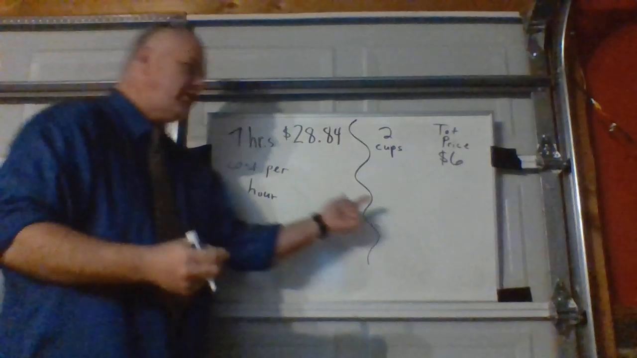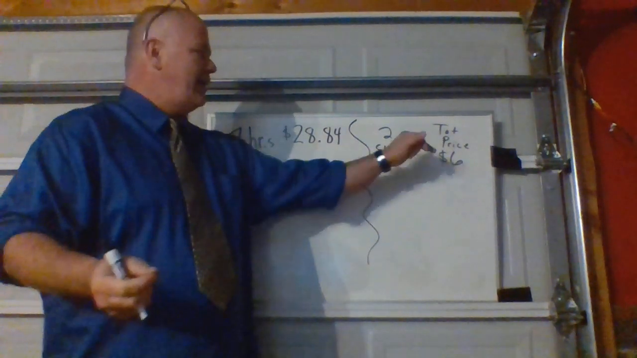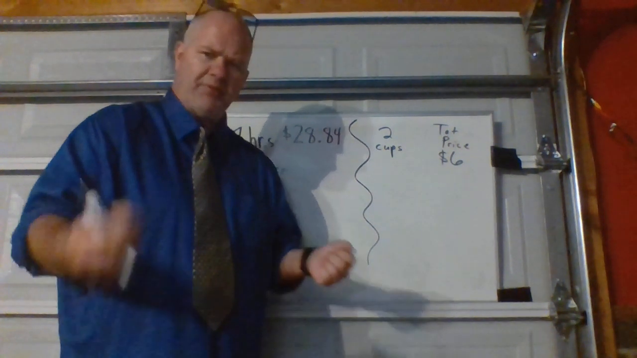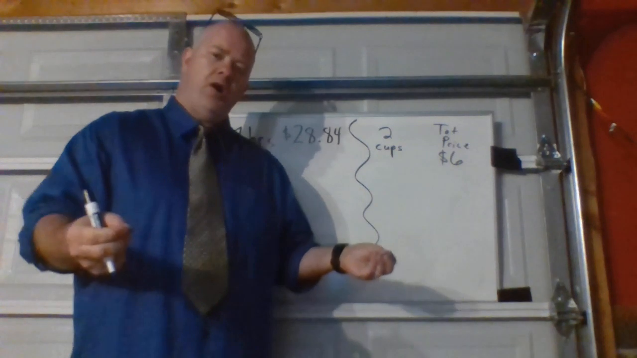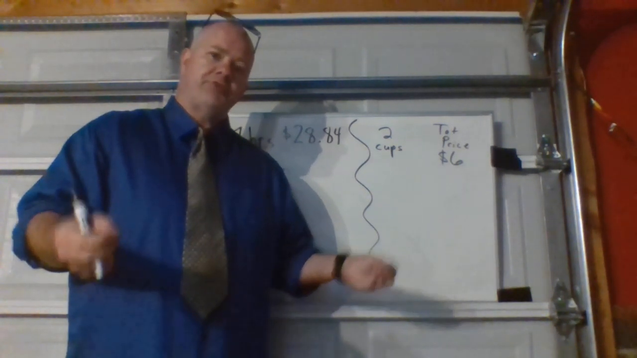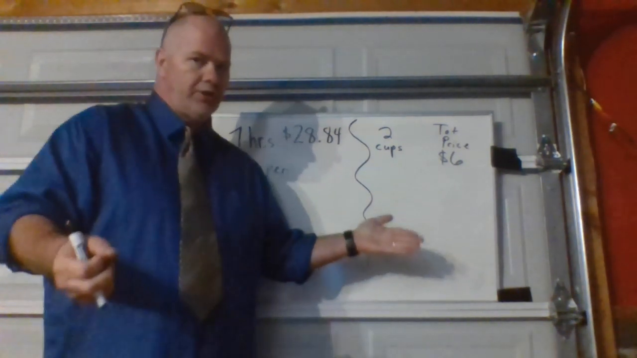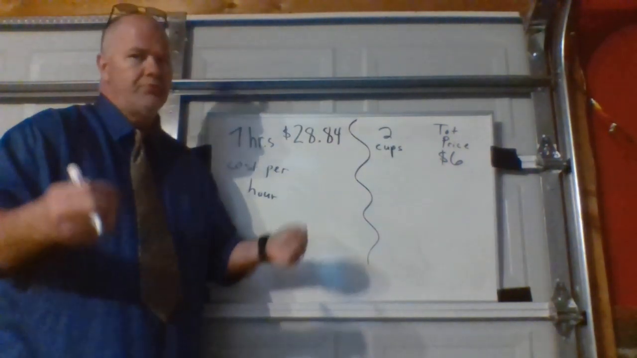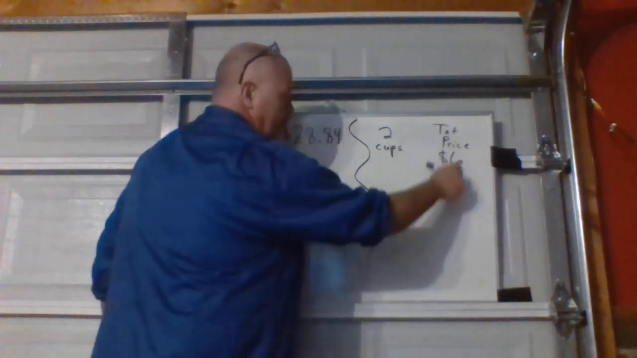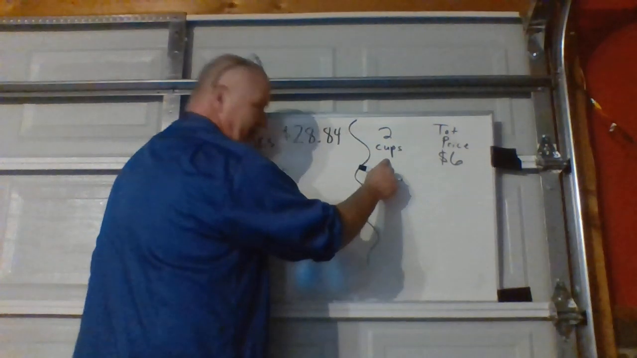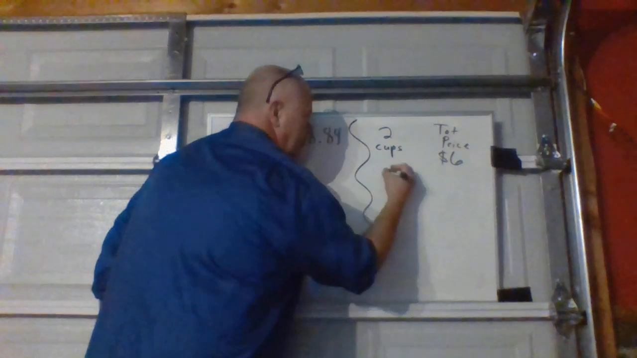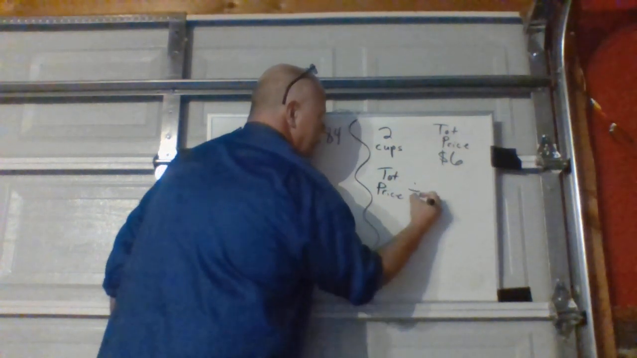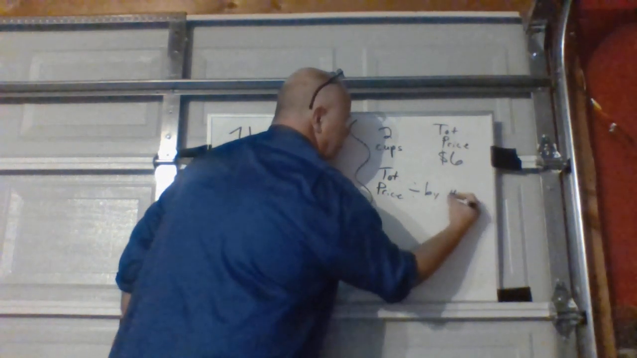If you take a look at this question here, if I asked you how much does each cup cost, you could probably think about it for a moment and realize, oh, each cup must cost $3, and you would be absolutely correct. What you're doing in your mind, and you may not realize it, is you're doing a division problem. You're doing the total price divided by the number of items.